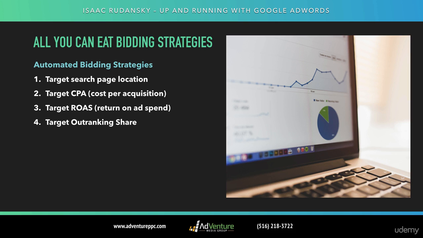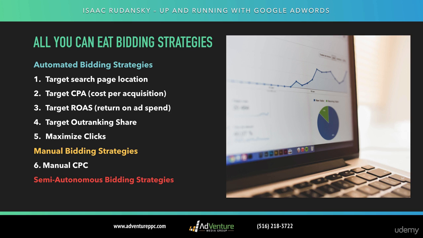Target outranking share. Maximizing clicks, that's, if you remember, the default strategy AdWords pre-selects for us. We have our manual bidding strategy, which is manual CPC, and we have our semi-autonomous bidding strategy, which is manual CPC with enhanced CPC enabled. This is also considered eCPC, enhanced cost per click bidding. Let's take a look at all of these in greater detail.